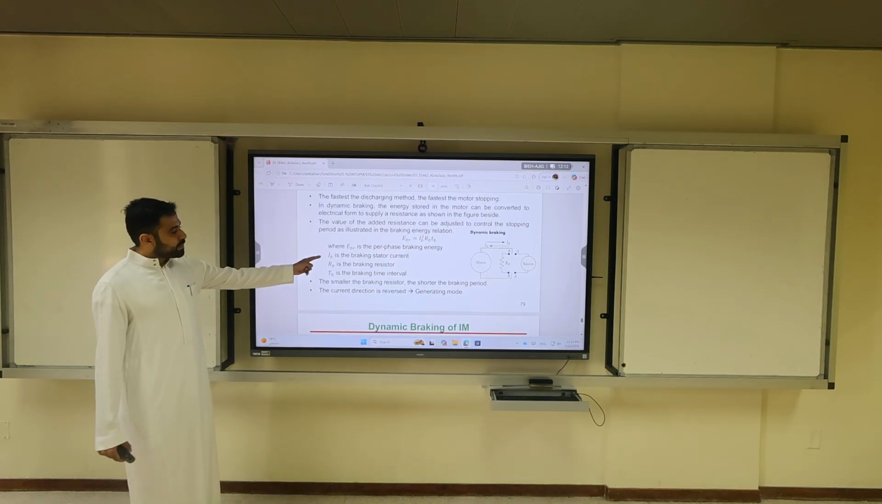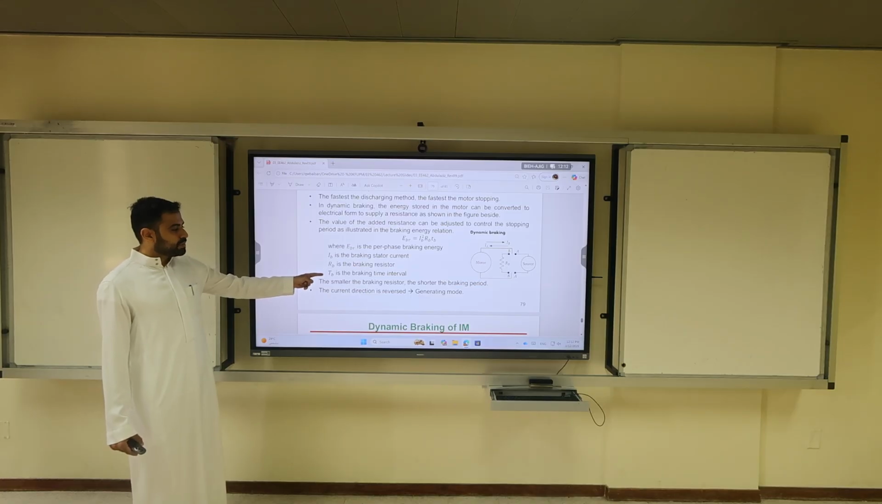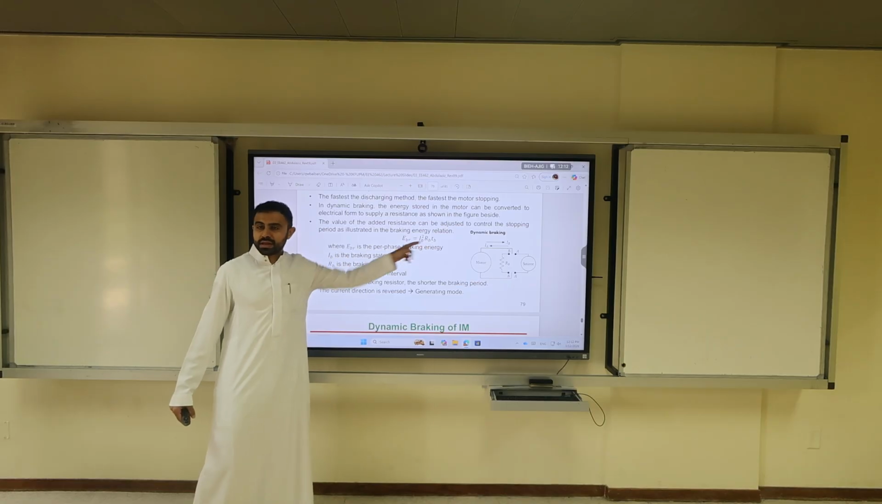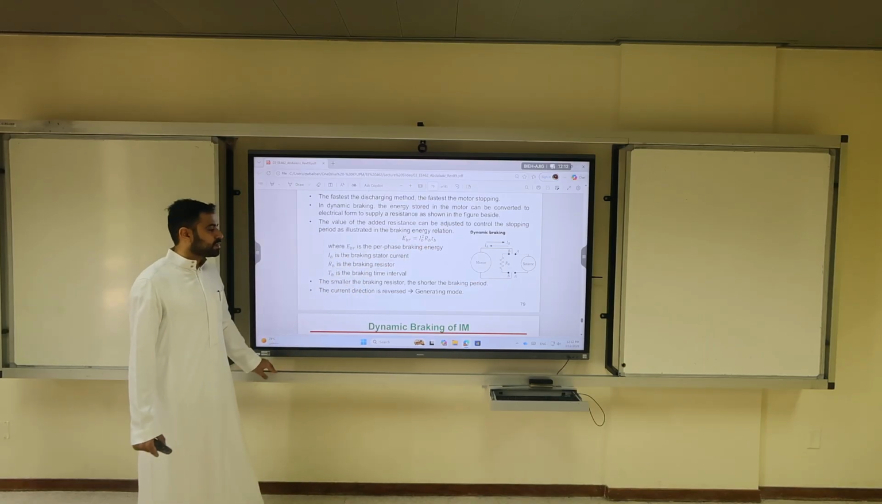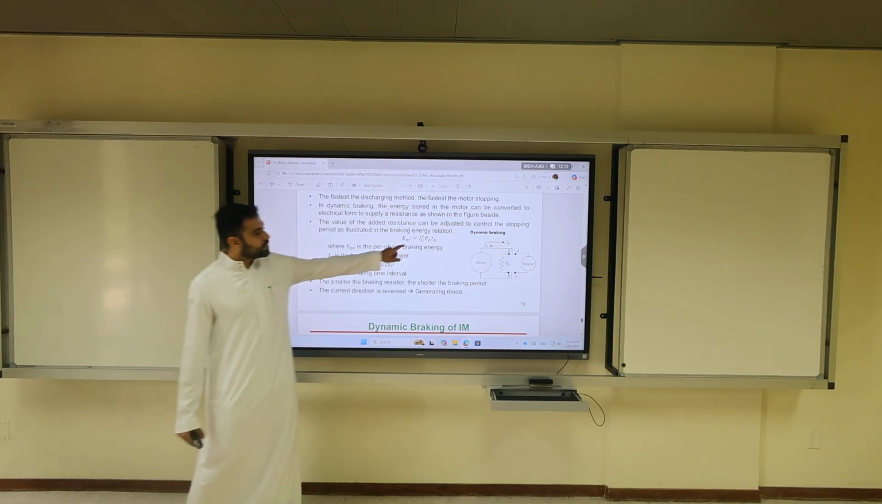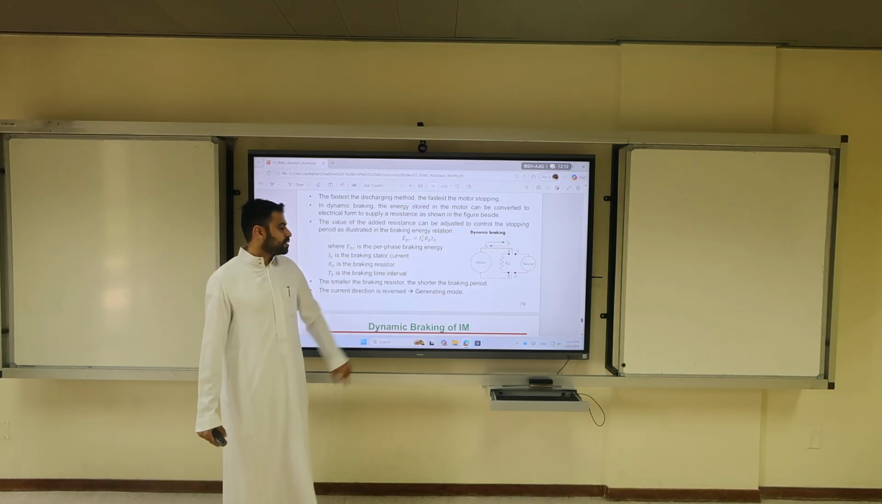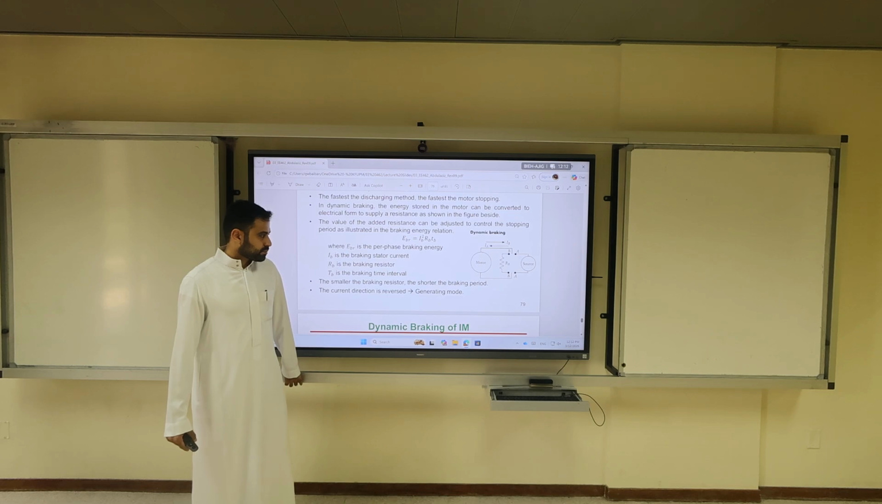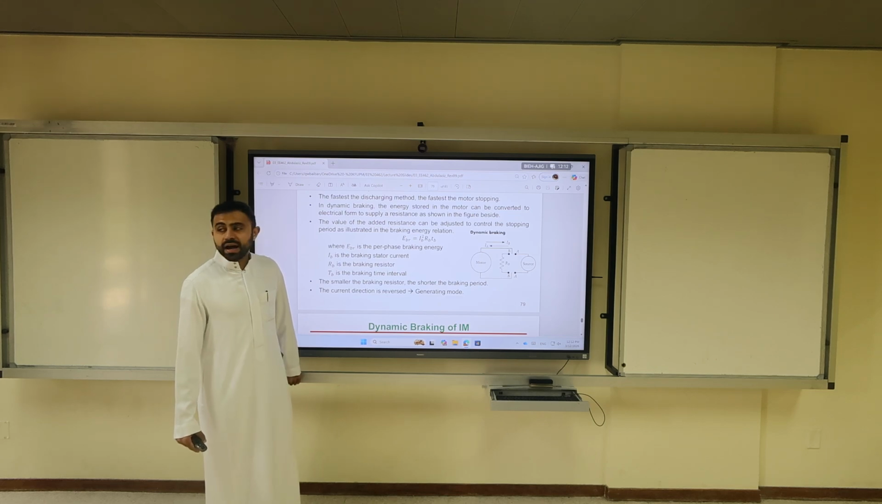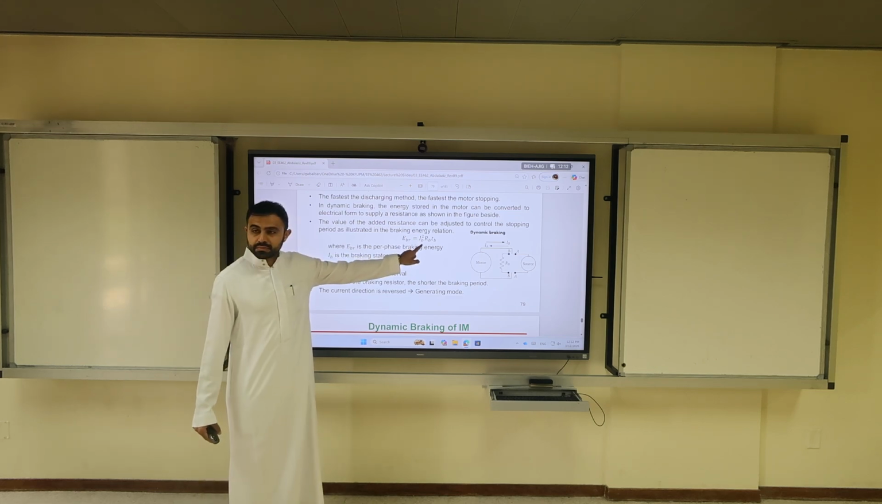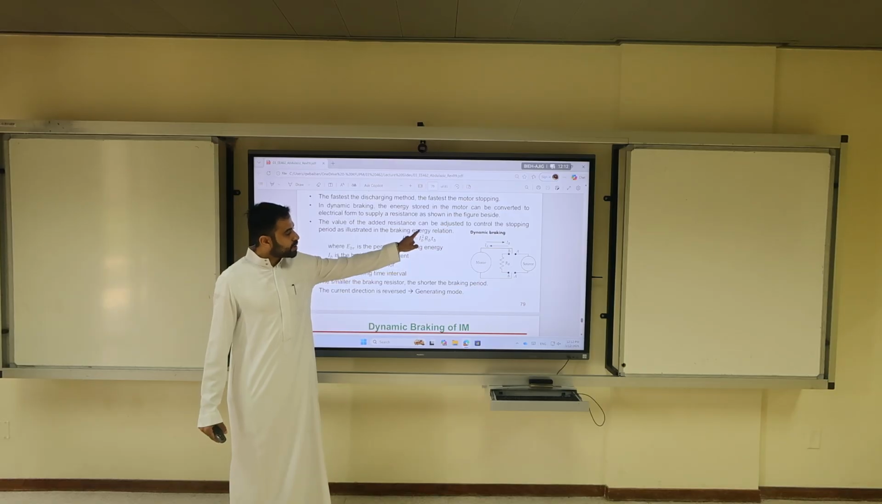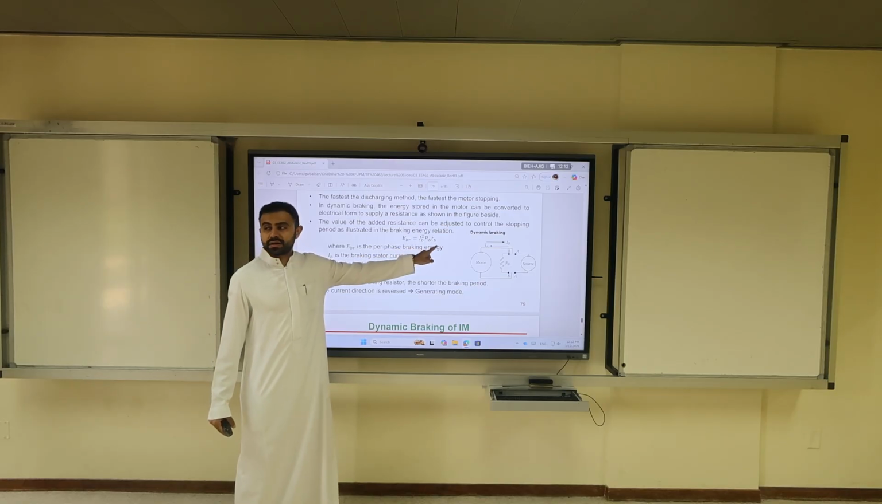So IB is the braking current, RB is the braking resistor, TB is the time interval. Here it's capital T, or you can use a small t, that's a typo. You use a small t. Okay? If you have a smaller value of resistor, you're going to have a higher value of current. But the power is I square R, so this leads to a faster response.